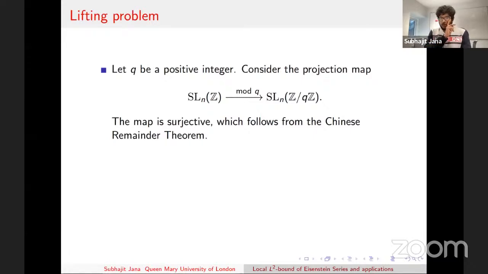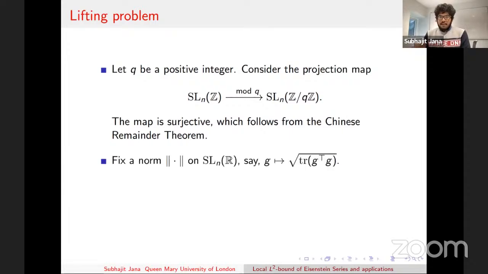So the lifting problem is the following. Let Q be a positive integer. Consider the projection map from SLNZ to SLNZ mod QZ, the usual mod Q map. It is elementary to prove that this map is surjective. In fact, it follows from the Chinese remainder theorem. Let us fix a norm on SLNR, let's say the Frobenius norm, which is given by G maps to the square root of the trace of G transpose G.